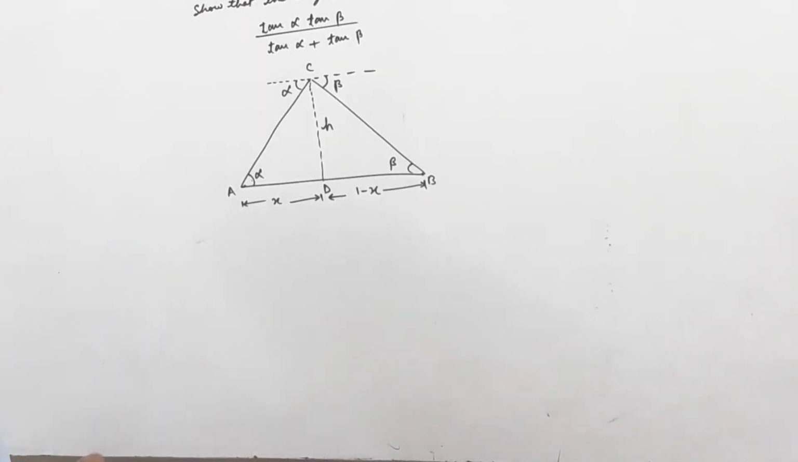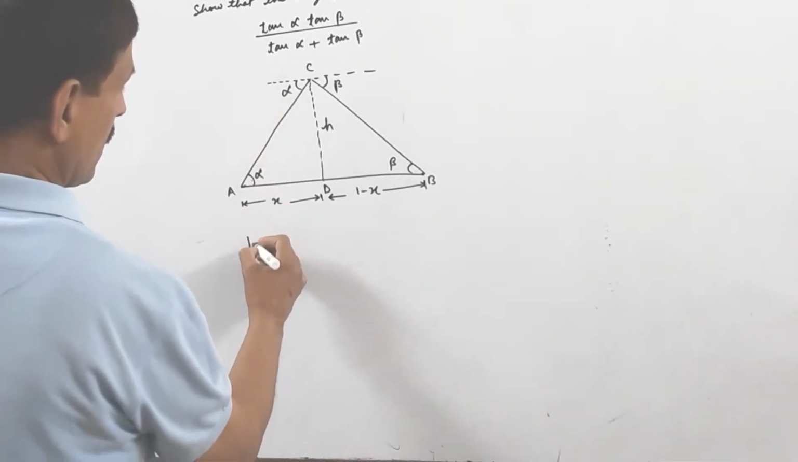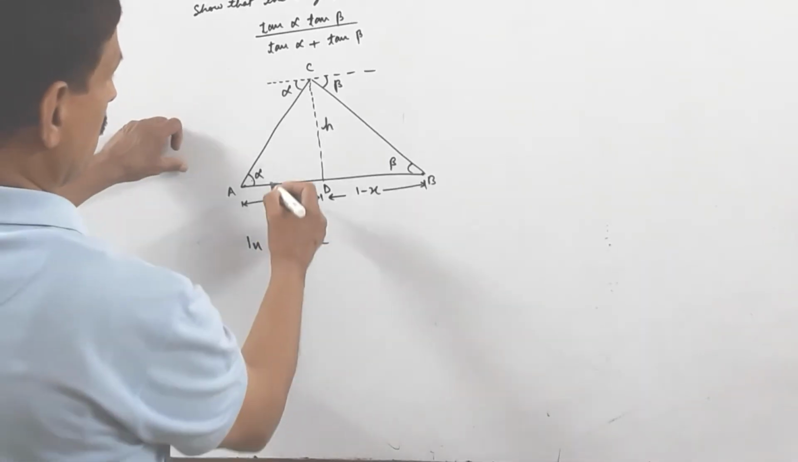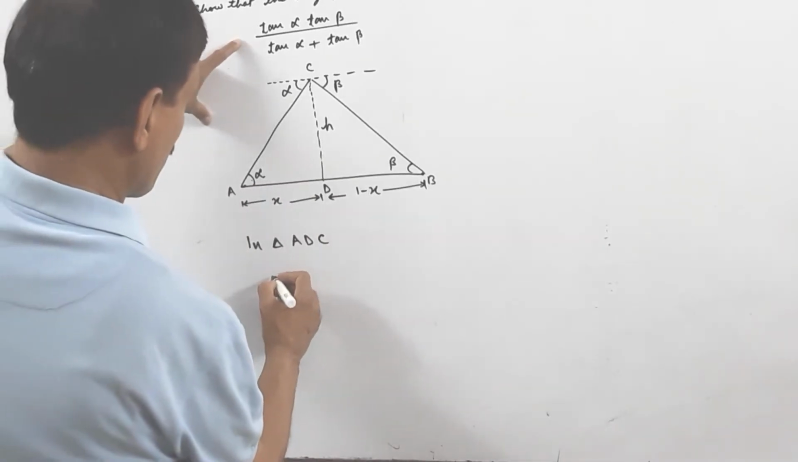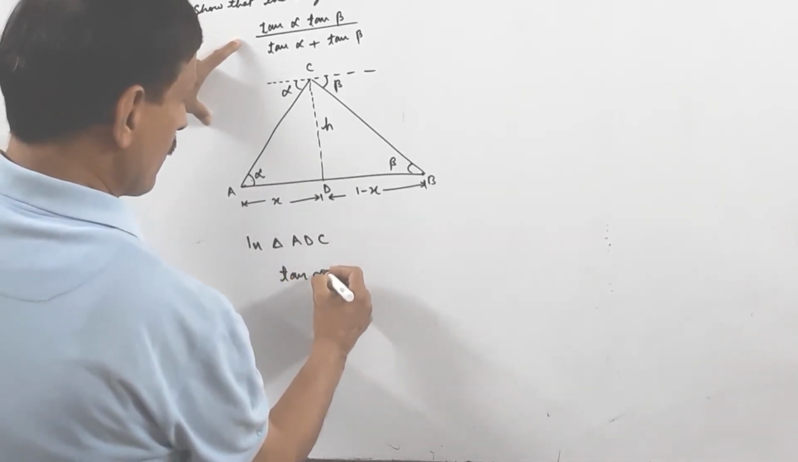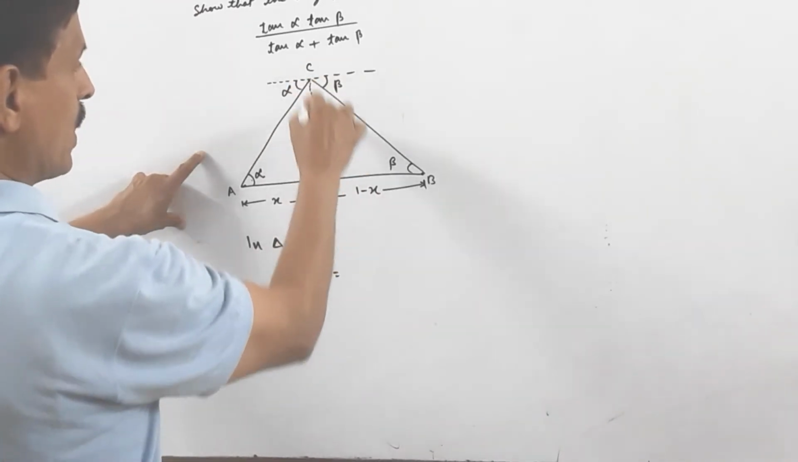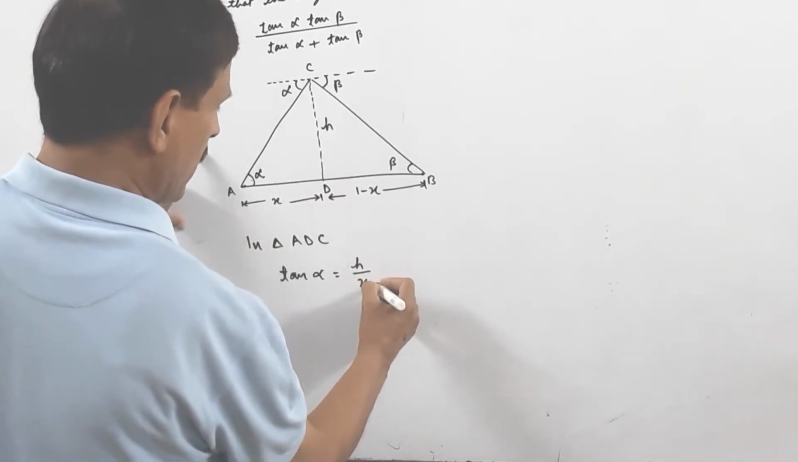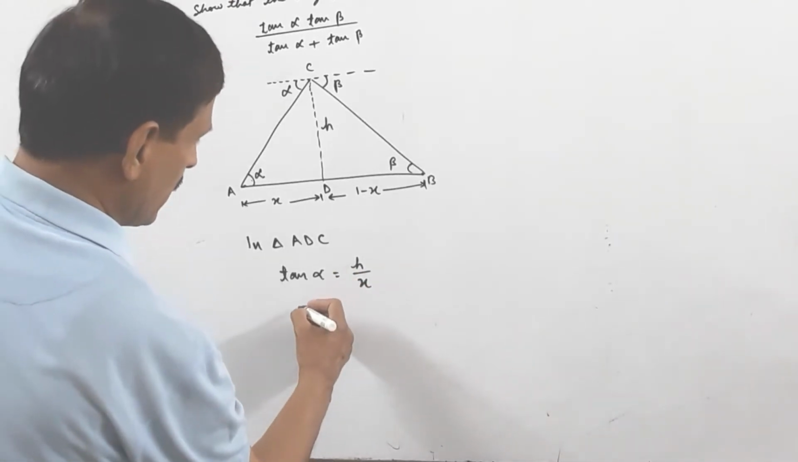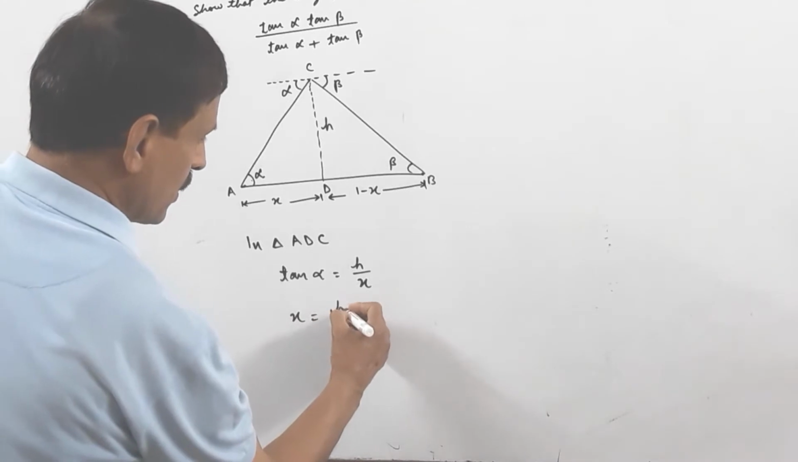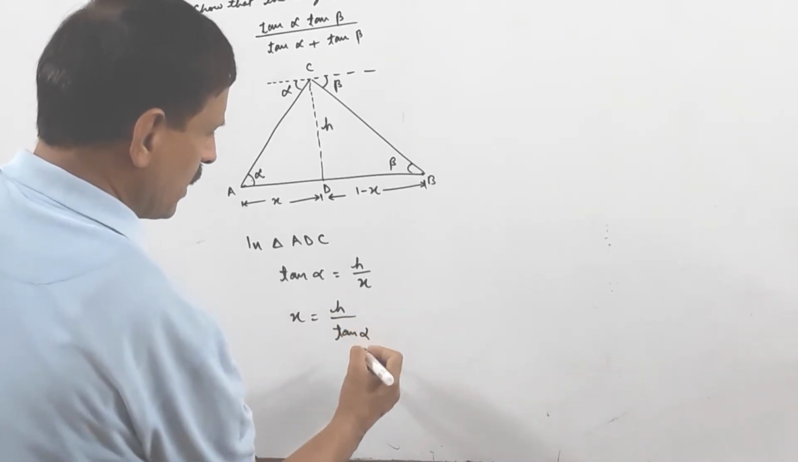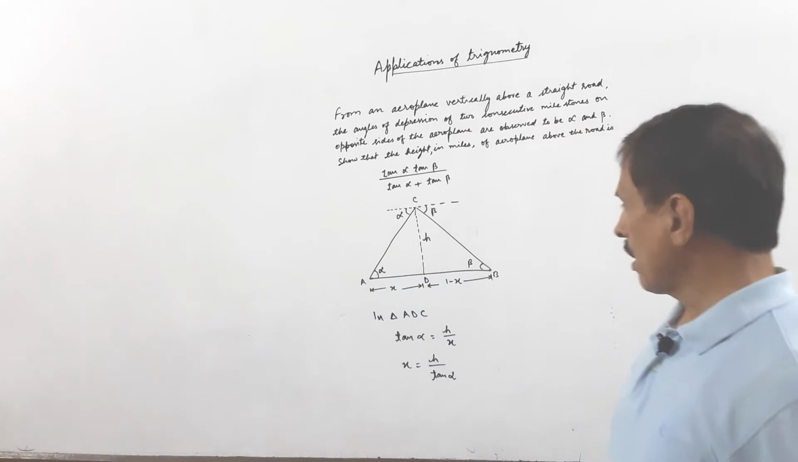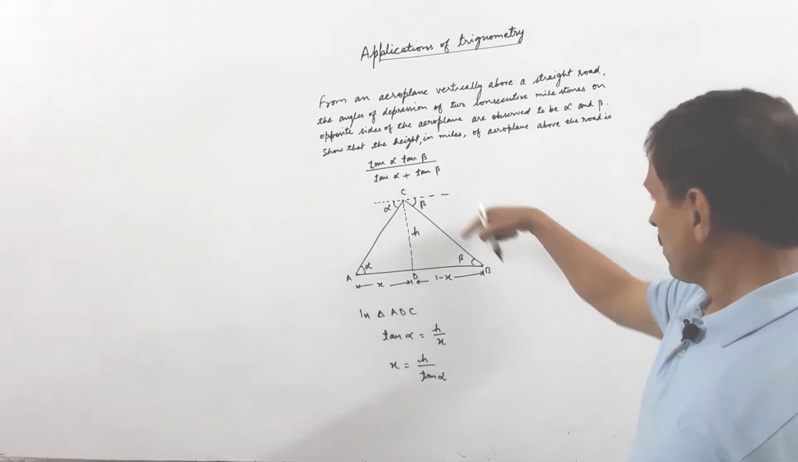Now we consider triangle ADC. In triangle ADC, tan alpha is equal to perpendicular CD upon base AD, h upon x, or we can say x is equal to h upon tan alpha. Now we consider triangle BCD.